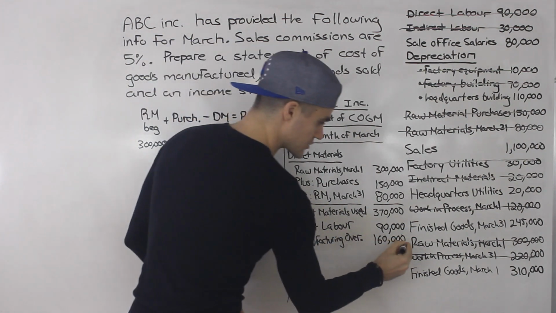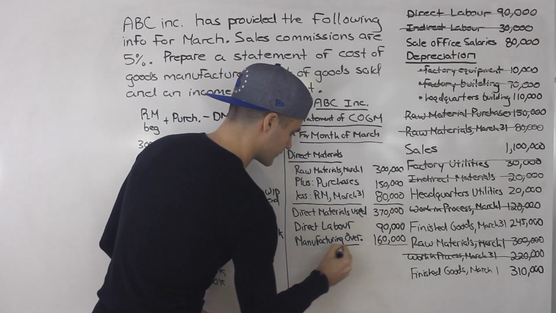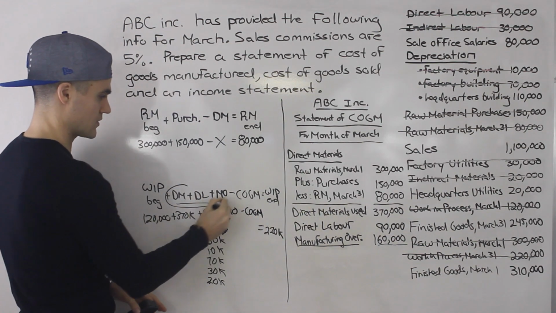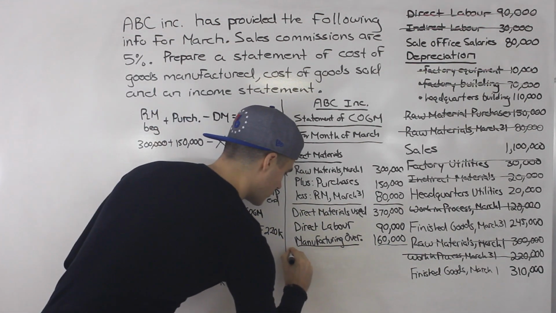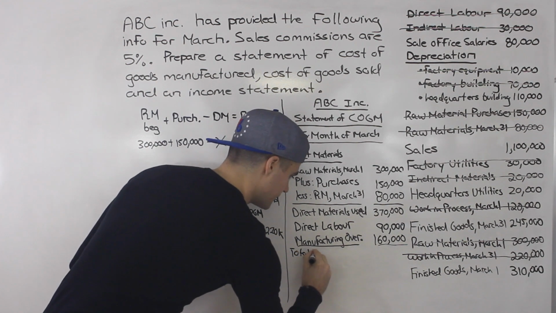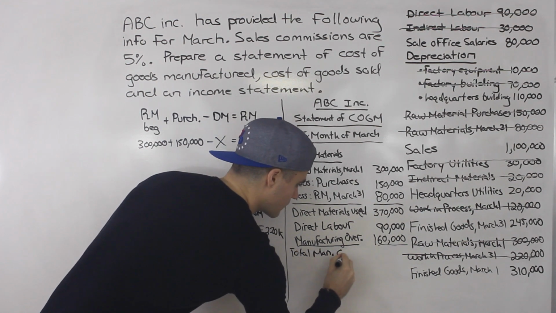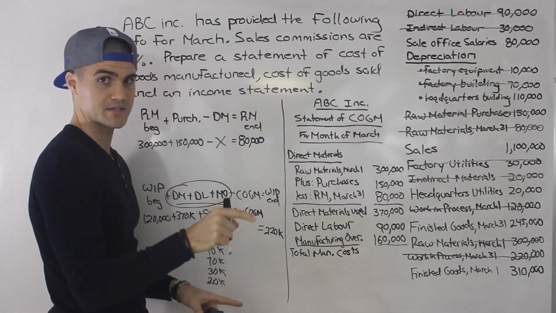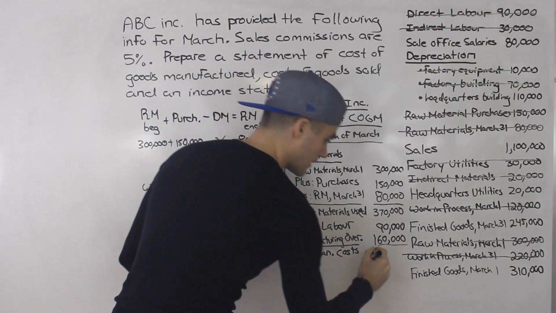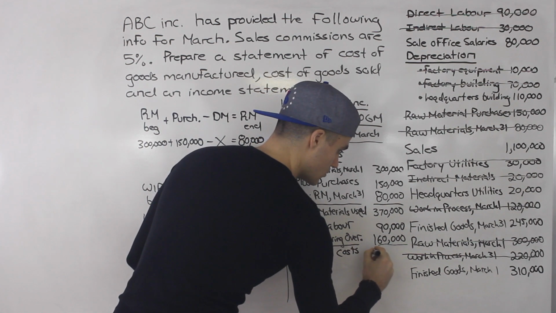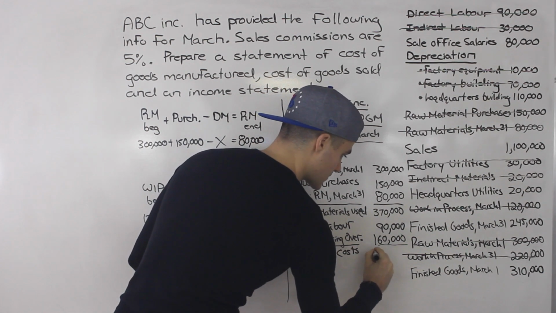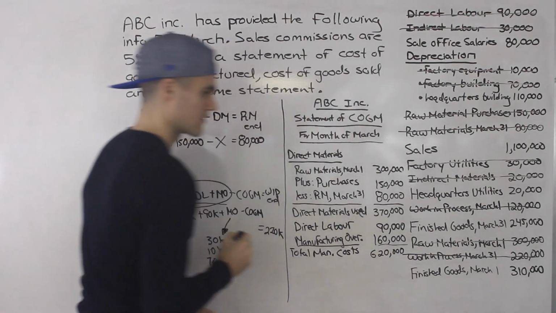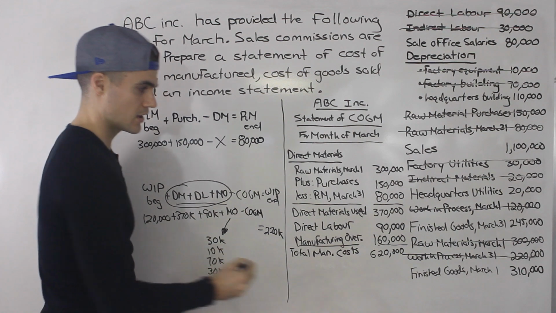Now, a lot of times they'll actually total these three items here separately, and they'll call it total manufacturing costs. Right? So if you total all of that up, 370 plus 90 plus 160, that would give you 620,000 as a total manufacturing cost, right there.